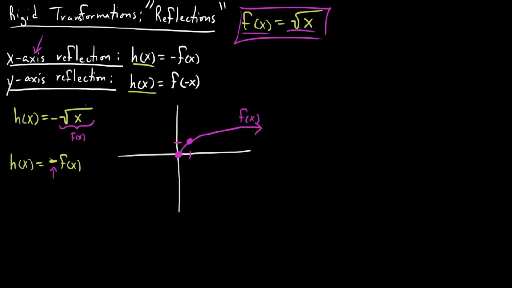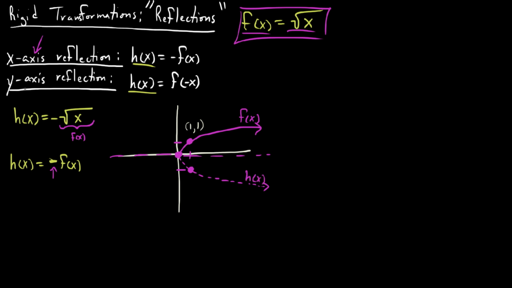If you can imagine this being reflected about the x-axis, this point here, which was 1, 1, is actually going to reflect over this axis right here. So it's now going to be down here at 1, negative 1, okay? And so its reflection would look like this. And we'll give this dotted graph the name h of x.